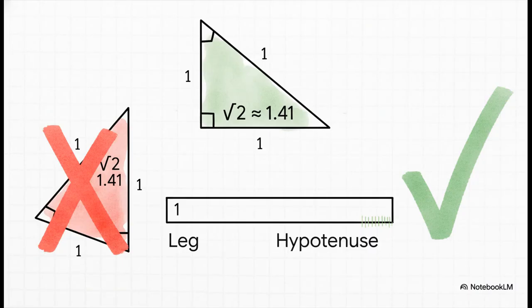The hypotenuse is always the longest side of a right triangle. Always. The square root of 2 is about 1.41, which is obviously bigger than 1, so the square root of 2 has to be the hypotenuse.